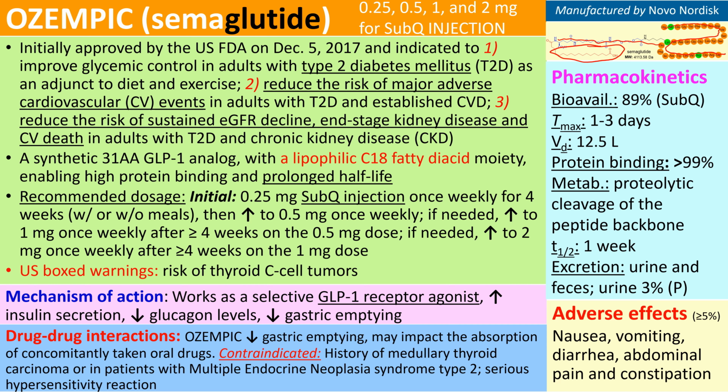Adverse effects greater than or equal to 5%: nausea, vomiting, diarrhea, abdominal pain, and constipation. Therefore you can see most of the adverse effects are GI related, gastrointestinal. With that said, if patients take smaller meals, this can mitigate their adverse effect profile.